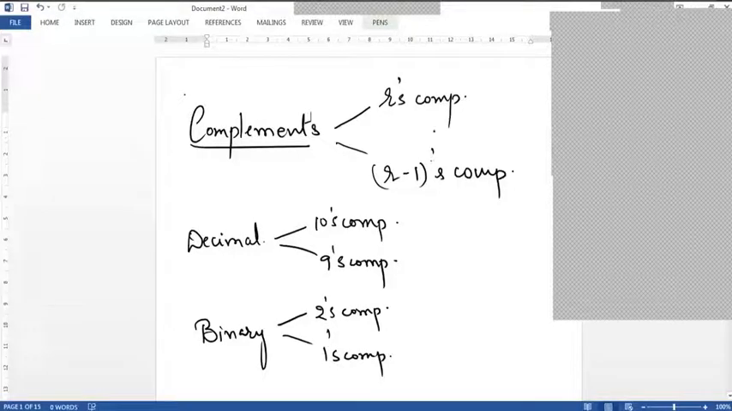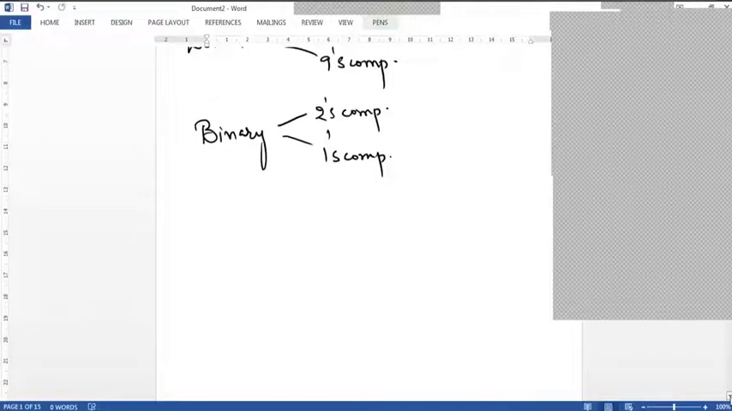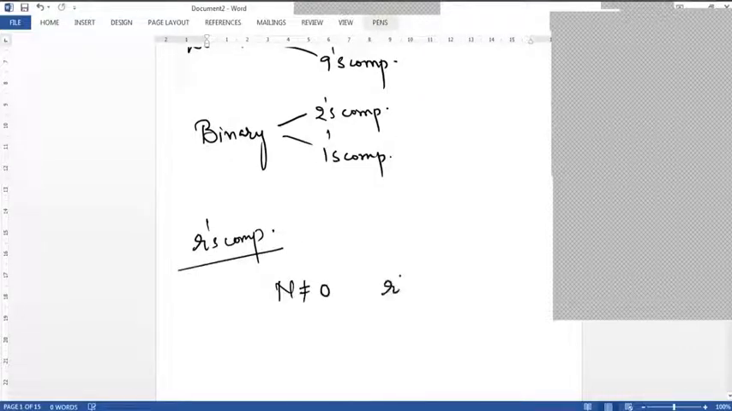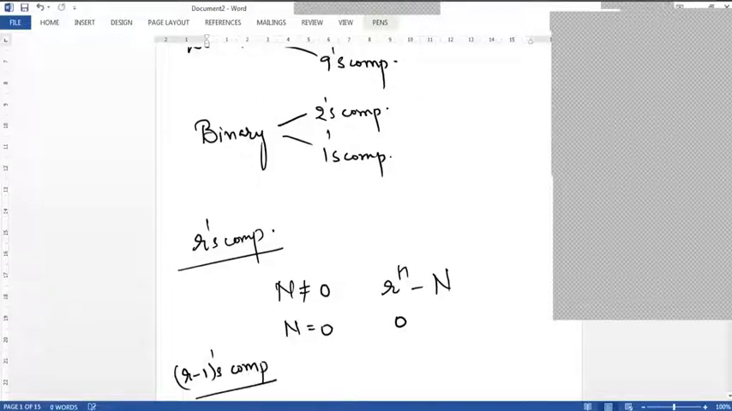Now, we had seen the method to calculate r's complement, both through formula as well as through shortcut method. For r's complement, the formula for number not equal to 0 was r raised to small n minus capital N, where n stands for number of digits in the integral part. And for N equal to 0, r's complement would be 0. For r minus 1's complement, see, I'm revising these concepts because we are going to use them now.